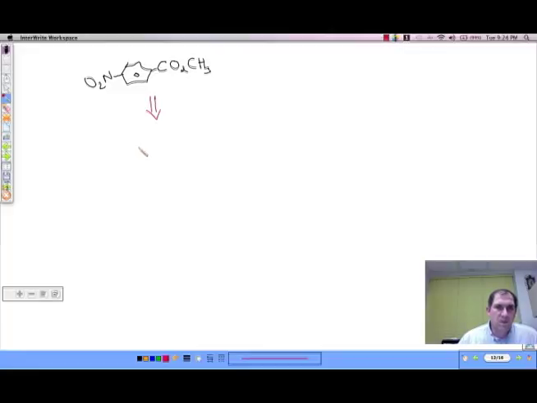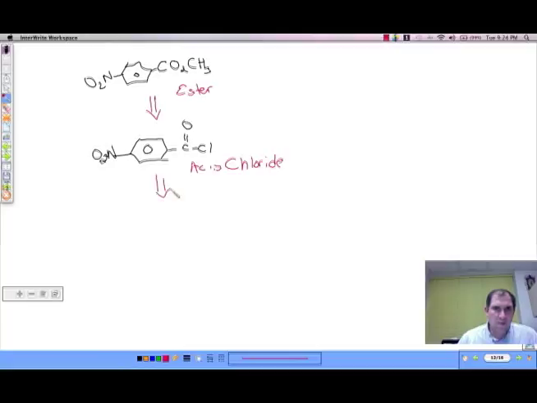Now esters, this is an ester, esters come from what I said earlier. You want to make an acid derivative? You better make it from the acid chloride. And then the acid chloride would then come from the acid. In this case, we'll go back to benzoic acid.